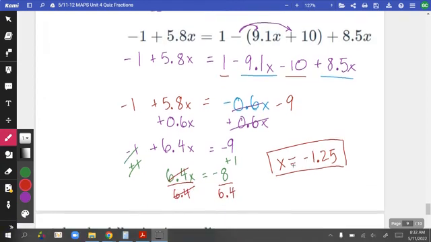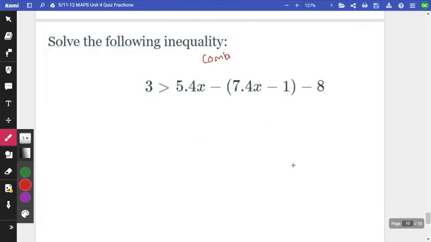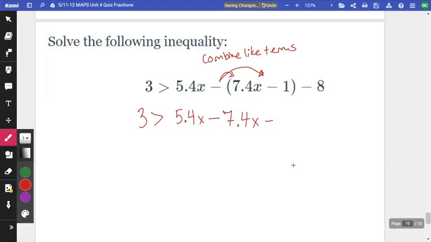One more problem. We need to solve this inequality. So, again, we need to combine like terms. How do we do that? Well, we have this negative. We can distribute to everything inside the parentheses. The left side stays 3. The inequality symbol stays greater than. So 3 is greater than 5.4x. And now we change this to minus 7.4x. And negative times negative is positive, so we have plus 1. And the minus 8, we just copy it down.